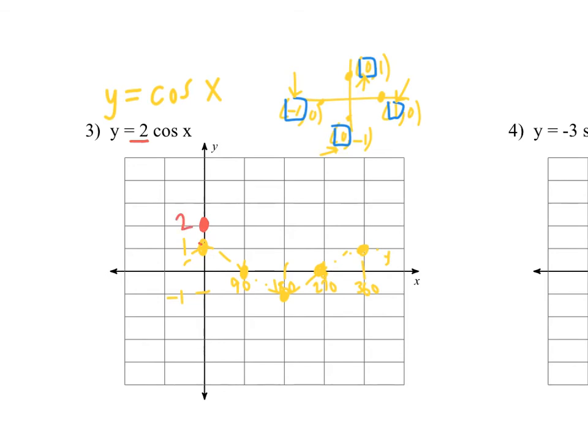Okay, and I'm just going to go through, we plotted 5 points, right? So that one's up to 2. The next point was at 90 degrees, it was at 0. Okay, if the y value is 0 and you times that by 2, it's still going to be 0.